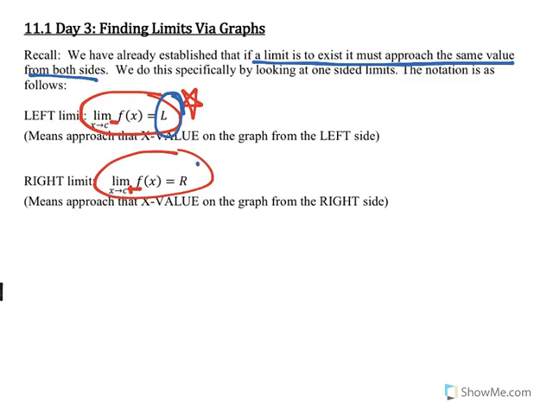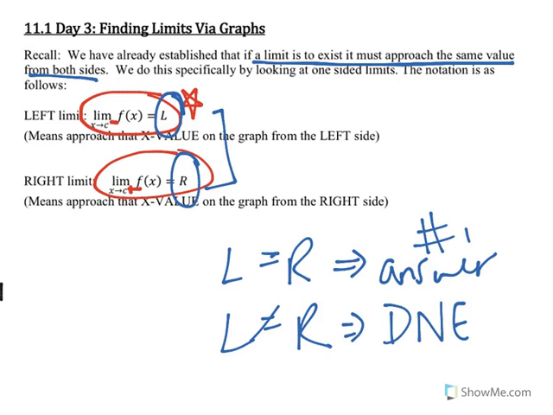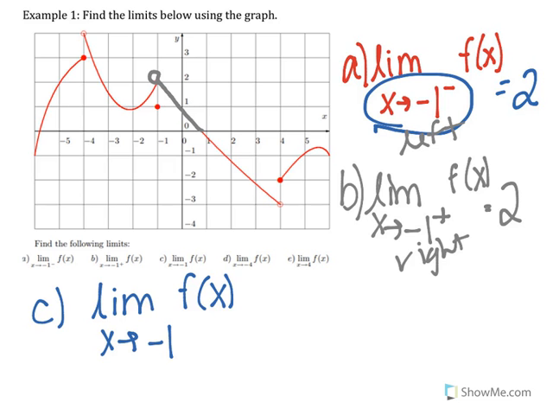So both my left-hand limit and my right-hand limit have to be the same. The same value needs to come out. If they are not, the limit does not exist. We write DNE. If they are the same, then in this case, if L equals R, then that is just the answer. Whereas if L is not equal to R, and I'm using the way it's written above, we write DNE. Okay? So let's look at this one. We don't even need to look at the graph for this one. We just look at A and B. And we're going to say 2 is equal to 2. So both of the answers are the same. Therefore, our limit is 2.